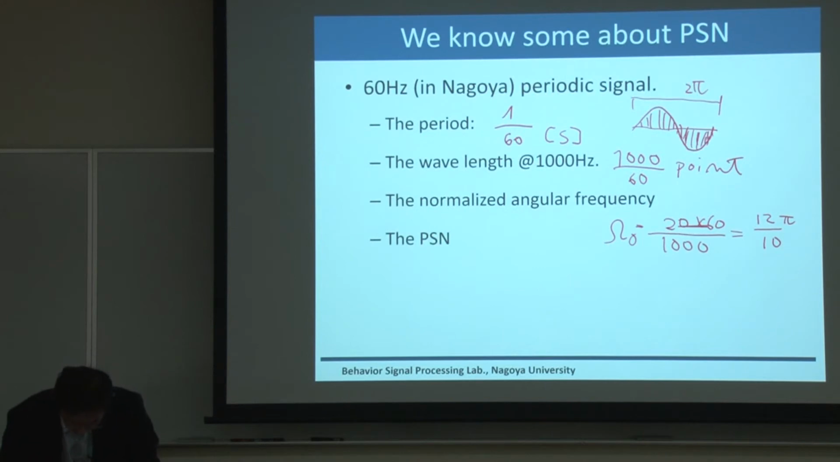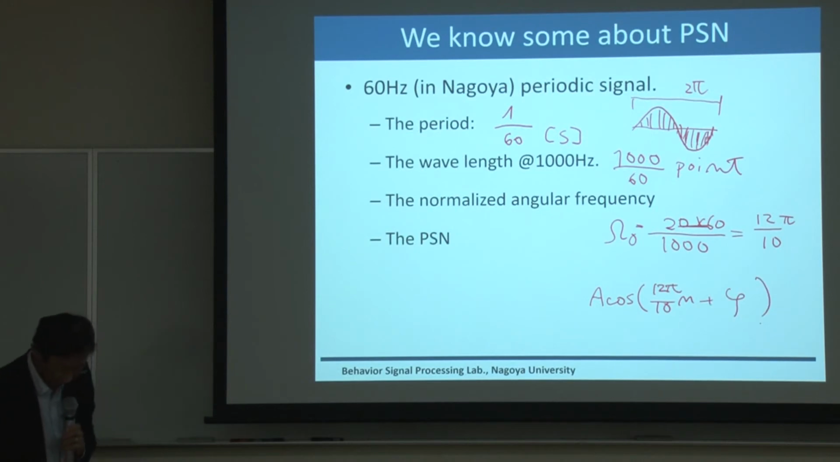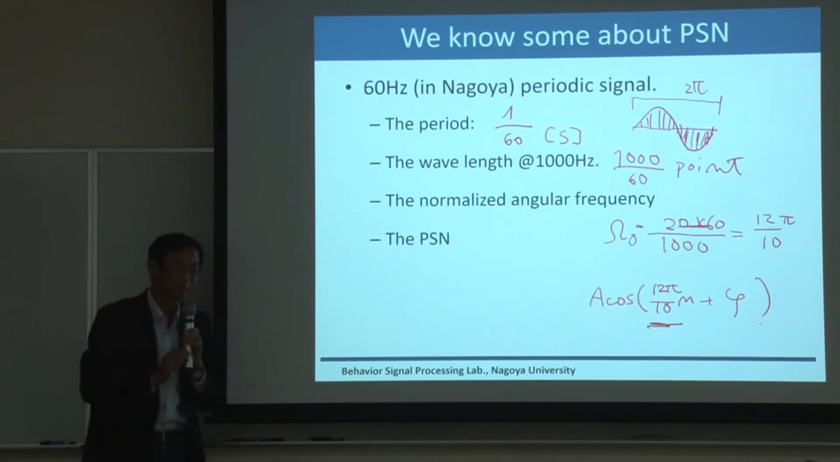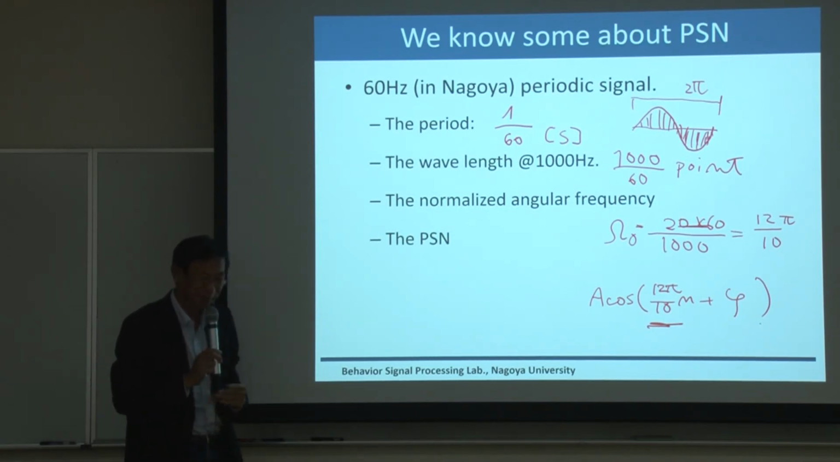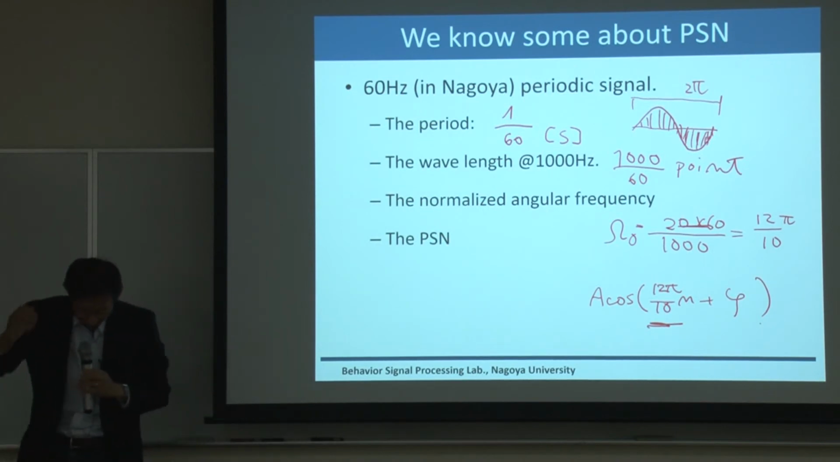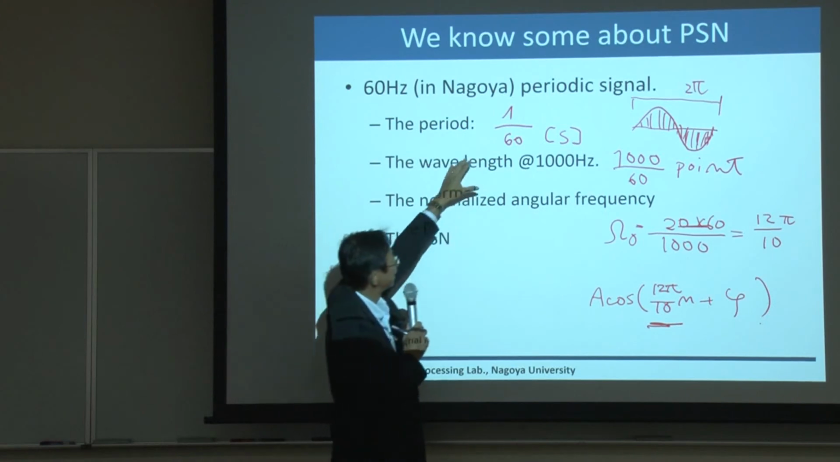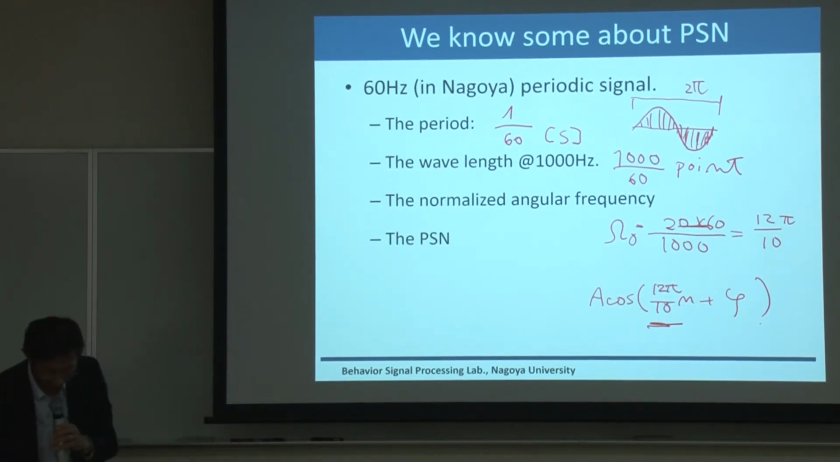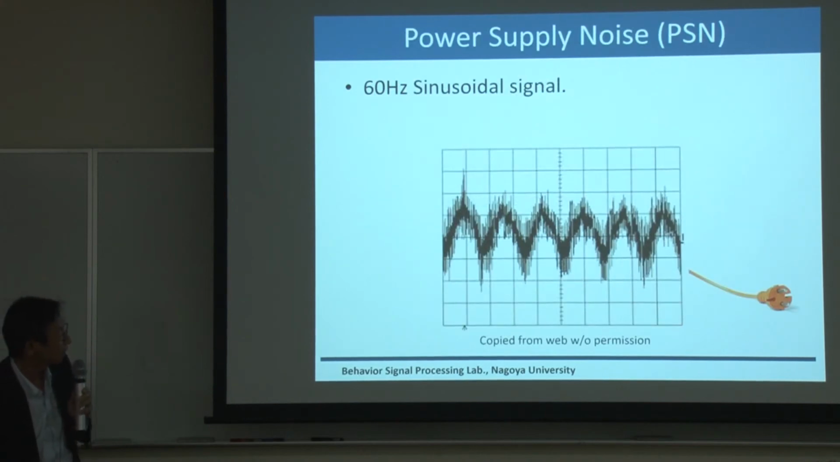So what we know about power supply noise is A times cosine 10 over 12 pi n plus phi. Sorry, that's the number here. If you are not studying electrical engineering or basic engineering, these things are somehow magic to you. But by calculating this kind of things, we can determine the periodicity of the signal, and that can be directly written in a mathematical form. So what I'd like to say is that because we have some knowledge on the noise, therefore, we can estimate the noise.